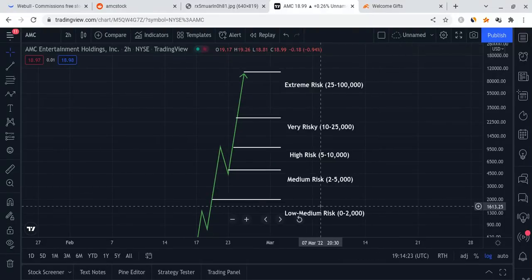That's what I have for this one, guys. I'm super, super bullish for AMC. Nothing has changed. And please, please, please be very careful, guys. Be very careful and be well aware of what the risks are.